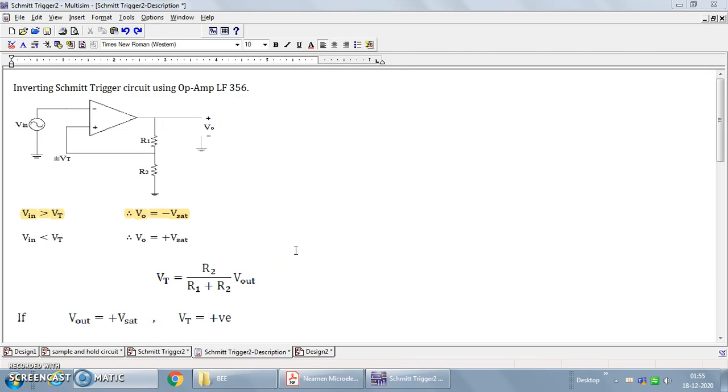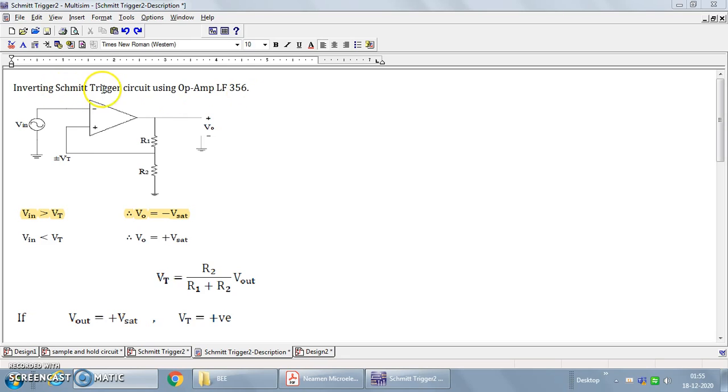Hello friends, let's design, build and test a Schmitt trigger circuit. So this is the Schmitt trigger circuit where the op-amp is used in inverting amplifier mode, and here the operational amplifier used is LF356.